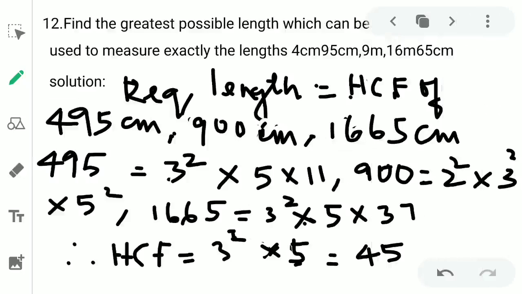Moving to the 12th question, find the greatest possible length which can be used to measure exactly the lengths 4 meter 95 centimeter, 9 meter, 16 meter 65 centimeter. The solution is, required length is the HCF of 495. Since 1 meter equals 100 centimeter.